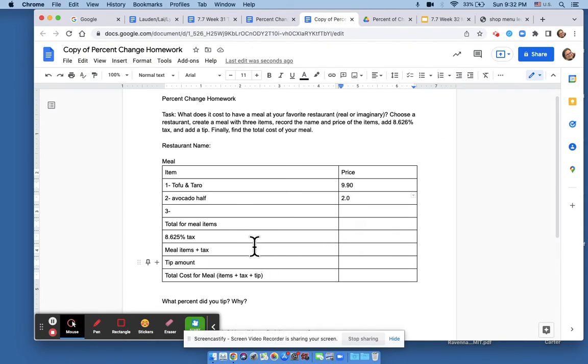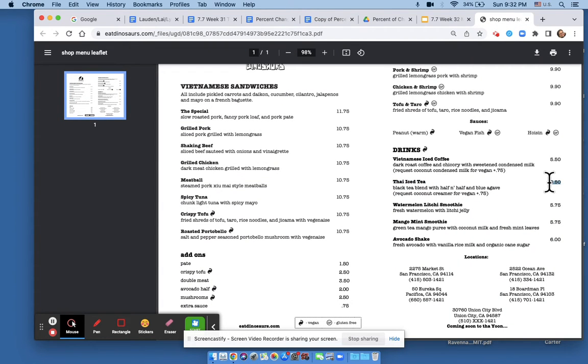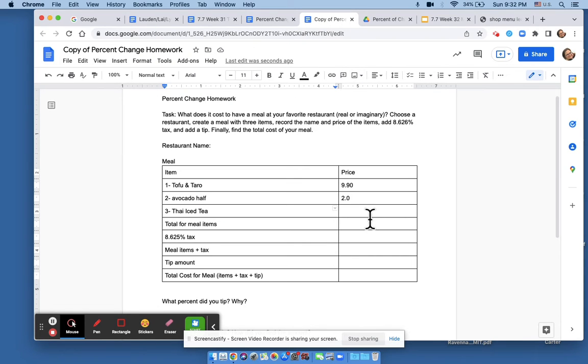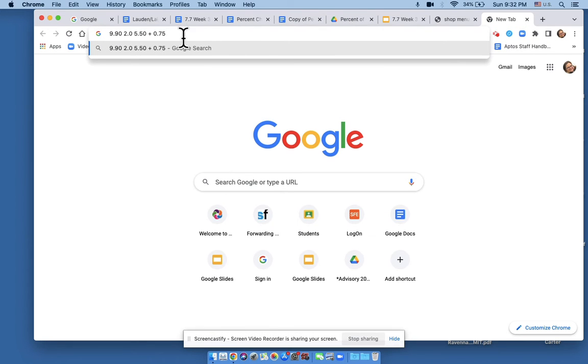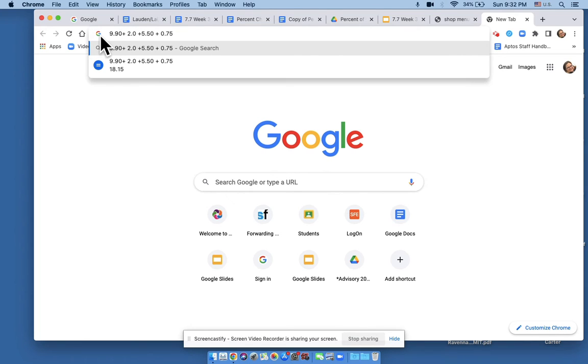So I'm gonna go over here and say Thai iced tea. I can't remember how much that was again. Okay, so $5.50 plus the 75 cents. I'm going to do it like this. Plus 0.75 plus. Okay, because I like it with coconut. Okay, so total item for the meal, I could add those up. I'm just going to go like this, paste it in here, and say plus, and my total is $18.15.